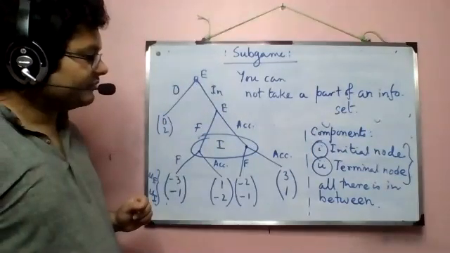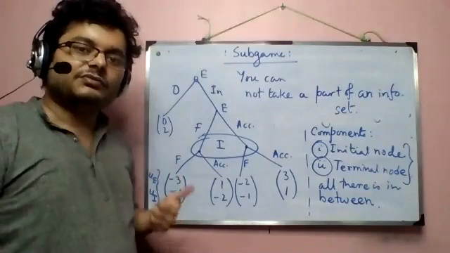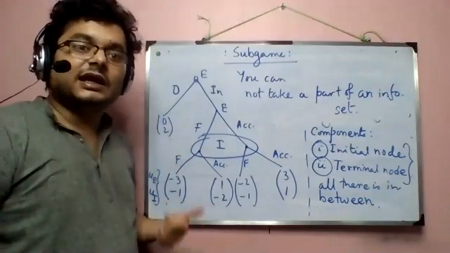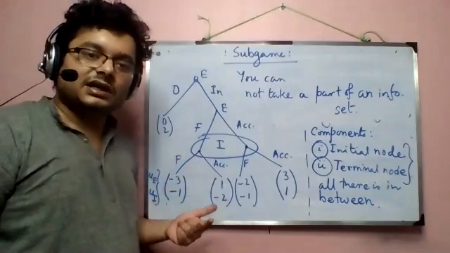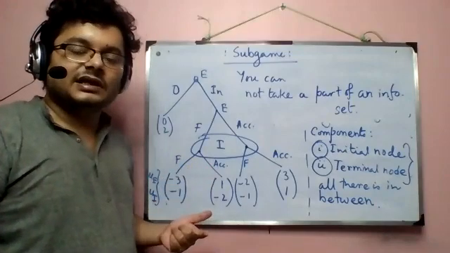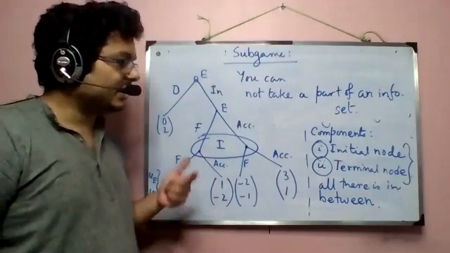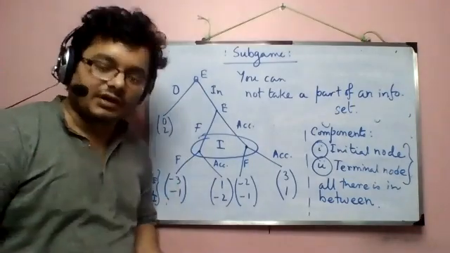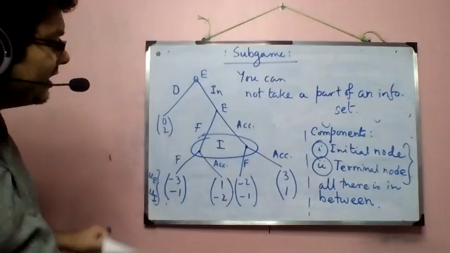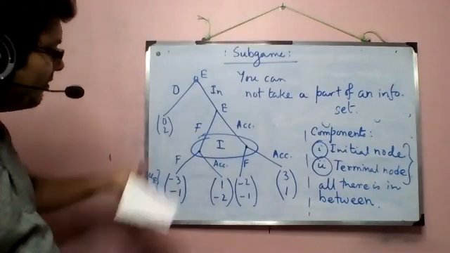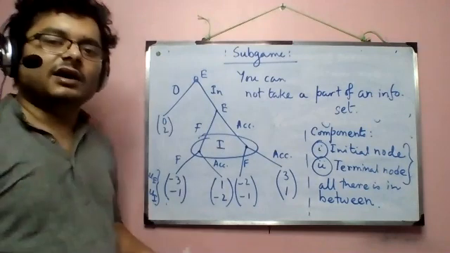In simple words, what I just said earlier, that the initial node must be a part of a singleton information set. So two rules. Number one, we start with the singleton information set, and number two, if we take any information set, we are going to consider the complete information set without leaving any nodes in between. Okay. So given these two rules, let us see how many subgames are here and how they look.